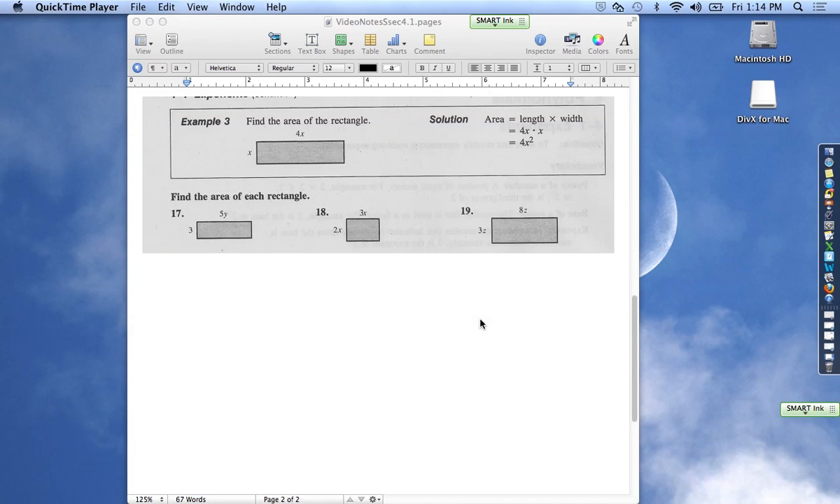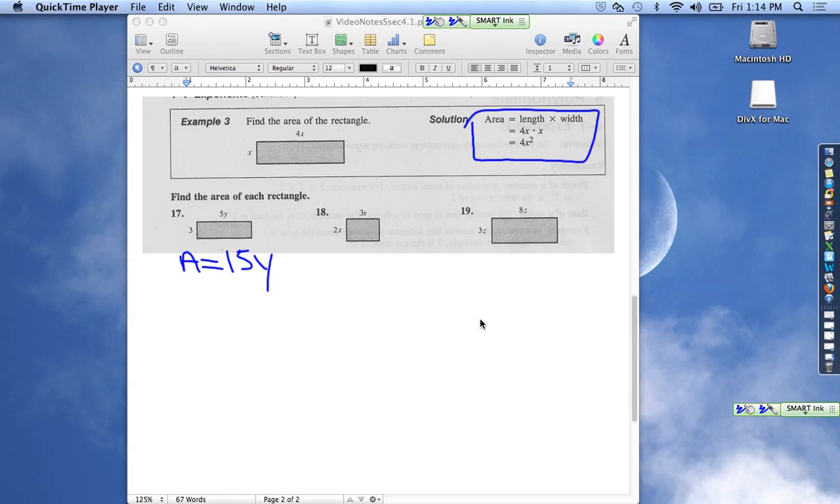And then finally, bringing some geometry in, looking at the example that's provided on your handout. Calculating area with variables involved. I now have a way to deal with x times x. So the area for the rectangle in the example would be 4x squared. Number 17, you only have one variable, so the area will be 5y times 3, or 15y.